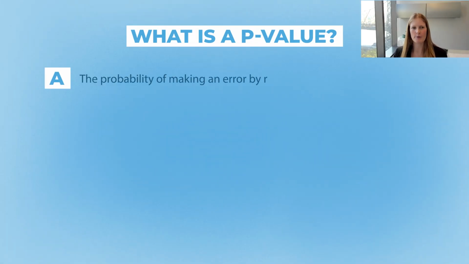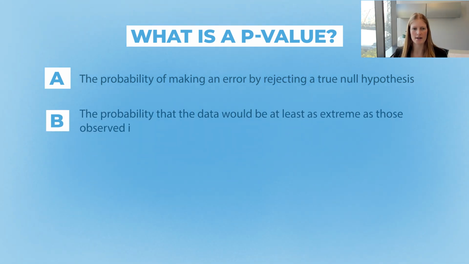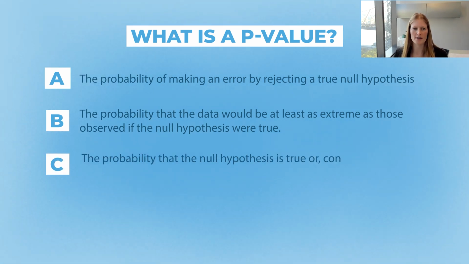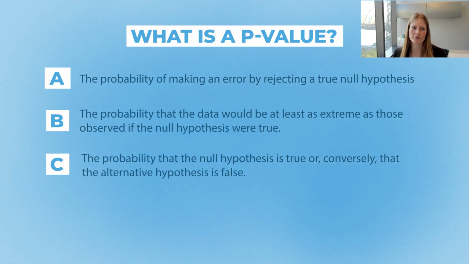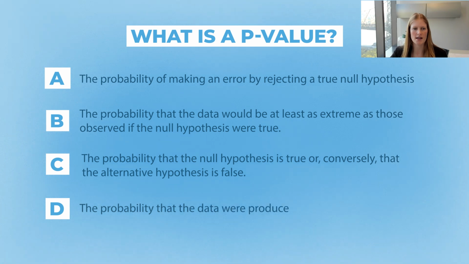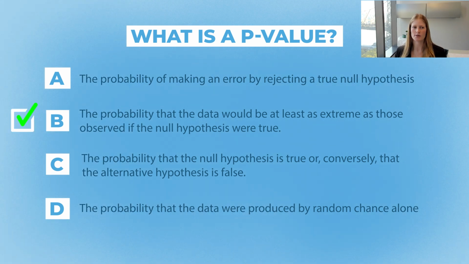Is it A, the probability of making an error by rejecting a true null hypothesis? B, the probability that the data would be at least as extreme as those observed if the null hypothesis were true? C, the probability that the null hypothesis is true, or conversely, that the alternative hypothesis is false? Or D, the probability that the data were produced by random chance alone? A is actually what's known as a type 1 error, meaning you're incorrectly rejecting a null hypothesis. The correct interpretation of a p-value is answer B.